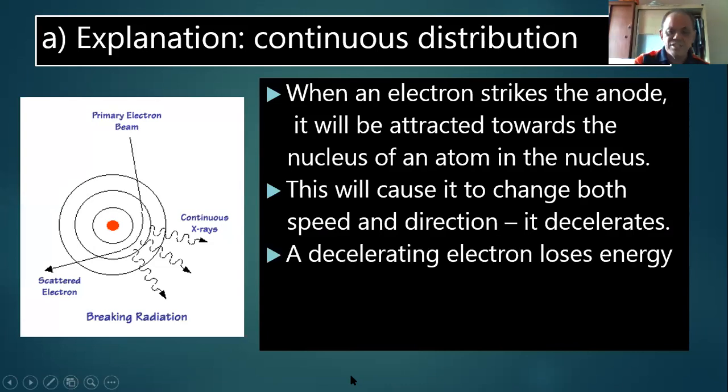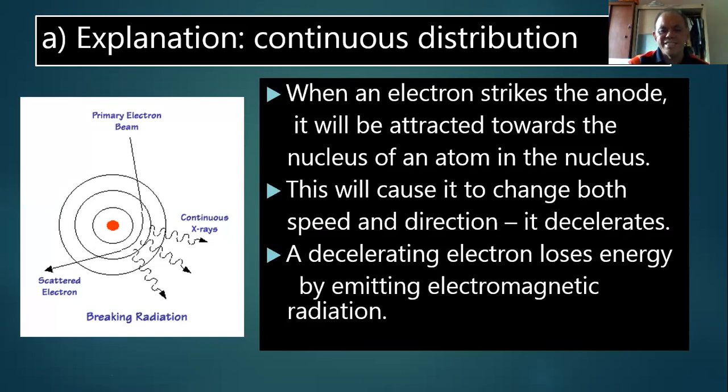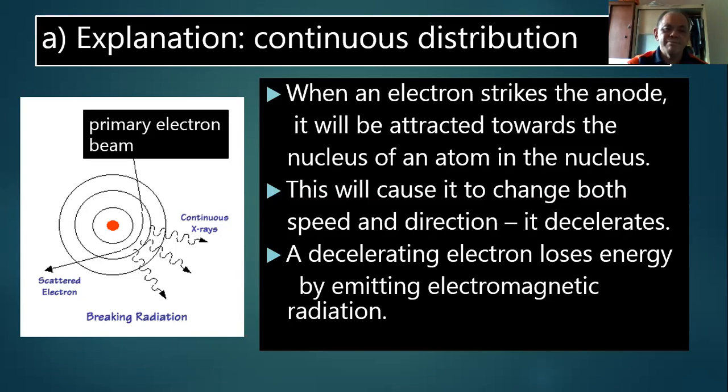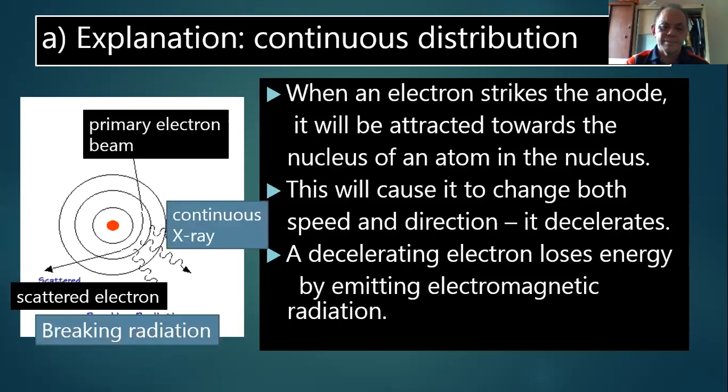A decelerating electron loses energy by emitting electromagnetic radiation. In this case, the electromagnetic radiation is your X-ray. Primary electron beam, scattered electron, and you have your continuous X-ray. We call this braking radiation.